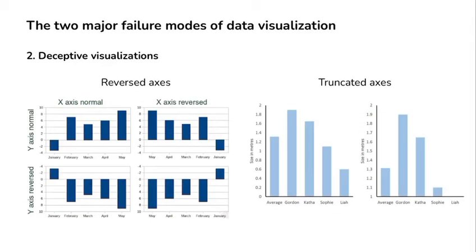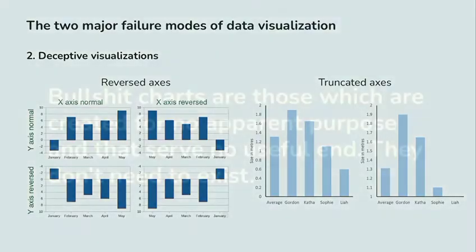The second kind of failure are deceptive visualizations, some examples of which are caused by reversed or truncated axes. The problem with reversed axes is that when it is unexpected, it may cause the reader to conclude the opposite of what the data actually shows, and the problem with truncated axes is that they exaggerate effect sizes.